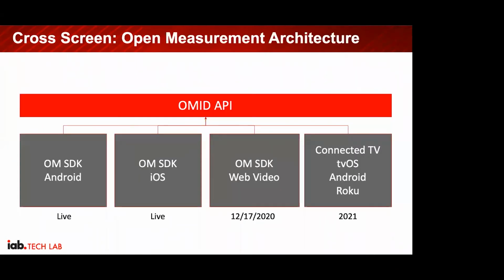It's a very simple architecture. It's a two-layer architecture that we have for Open Measurement. The OMID API is the consistent layer that stays the same. It does change a little bit based on the platform, but that's the one that allows a consistent relay of the signals that are needed to do the measurement. And then we build the underlying SDKs like Android, iOS, web video, and then the connected TV platforms.